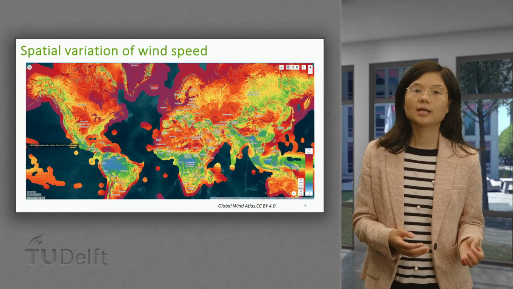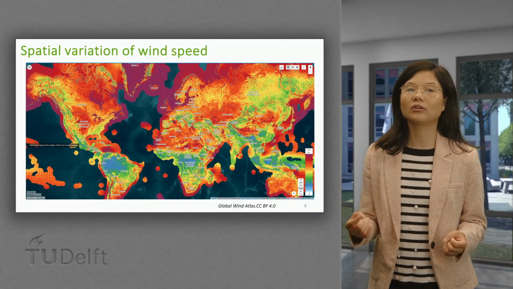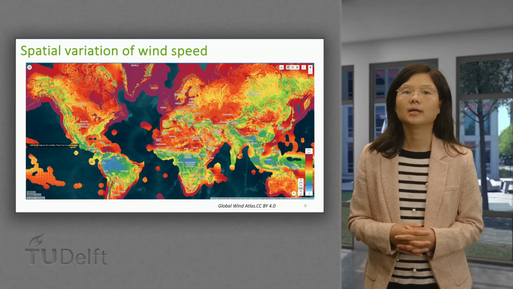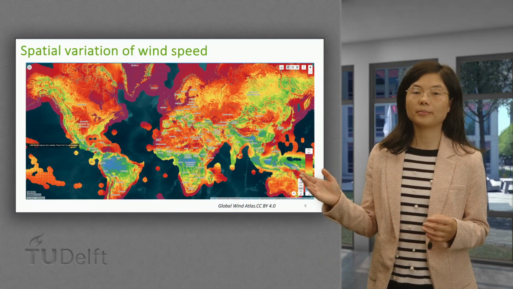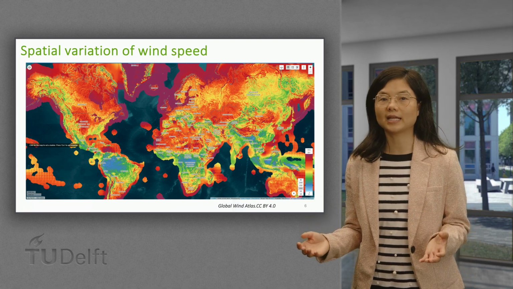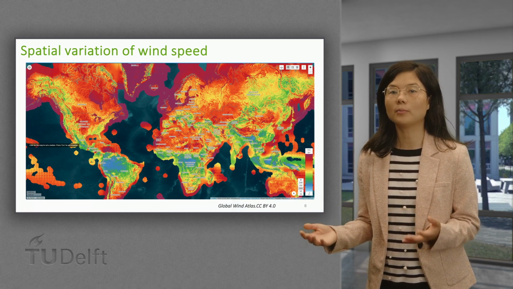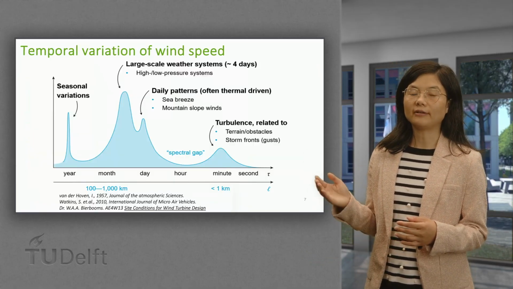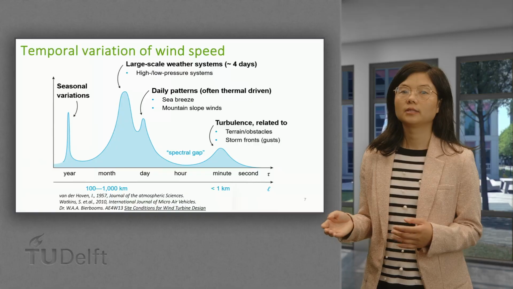In contrast, inland areas generally have lower mean wind speeds, roughly 4 to 6 meters per second. Understanding this spatial variability is crucial for effective site selection and the turbine's performance optimization. Wind speed also varies at different time scales.